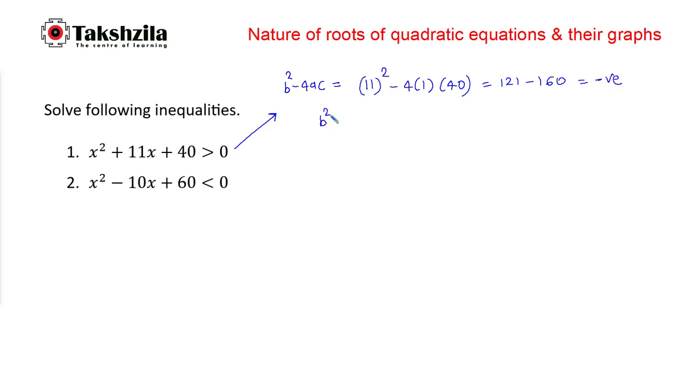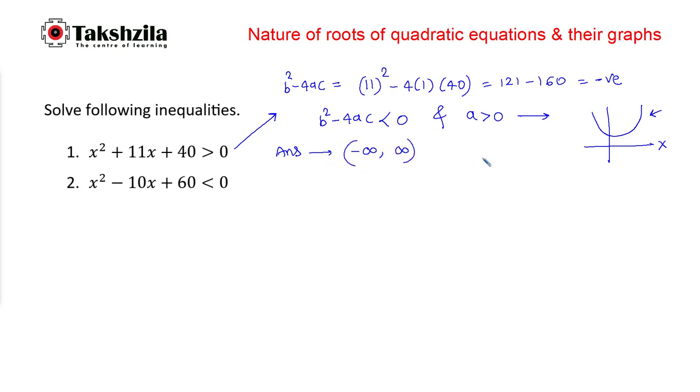So over here we can conclude that b² − 4ac is negative and the coefficient of x² is positive. So the graph of this quadratic equation is going to be like this. Both roots are going to be non-real, so the graph will not intersect the x-axis. The graph lies completely above the x-axis. From this we can conclude that for each and every value of x, this parabola is always going to be positive, which means this quadratic expression is always going to be positive for each and every value of x. So our answer to this question is minus infinity to plus infinity, or you can say all real numbers.